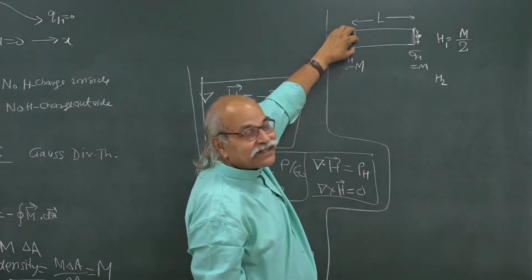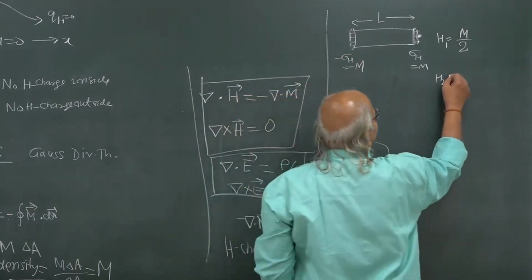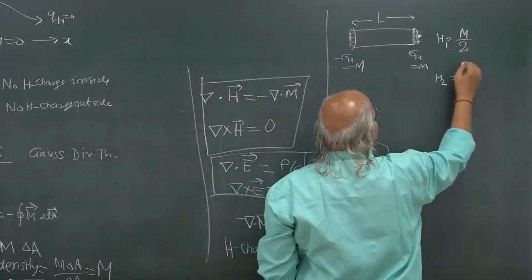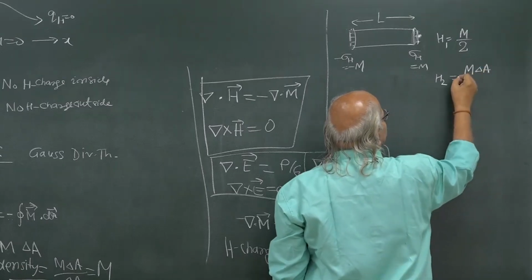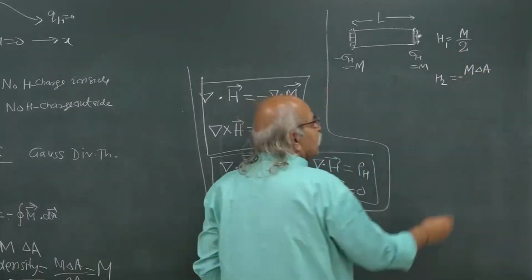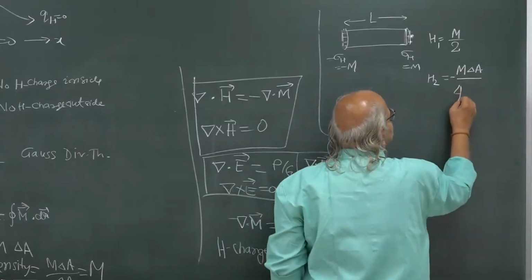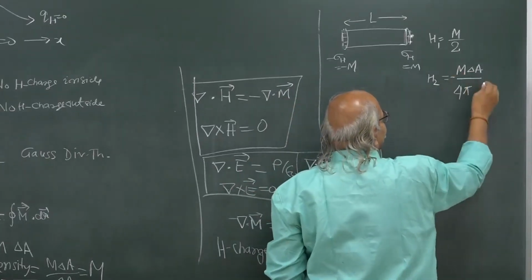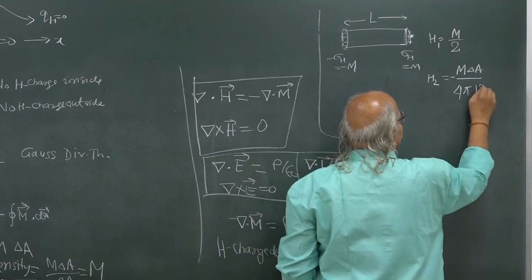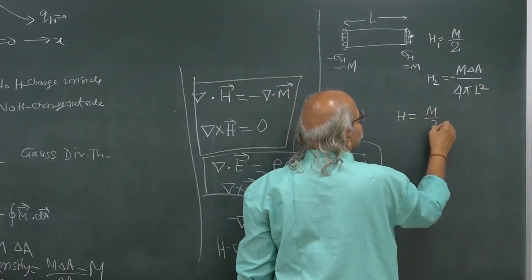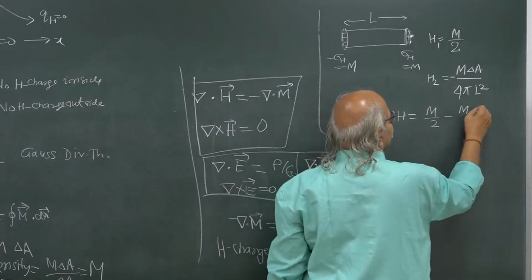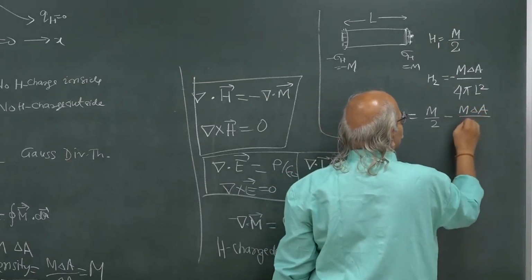take like a point charge, and that total charge will be now this m times delta A, negative, remember negative, and divided by 4 pi epsilon naught. I do not have to write epsilon naught, remember, L square, and therefore this H will be m by 2 here, and then minus m delta L delta A and 4 pi L square.